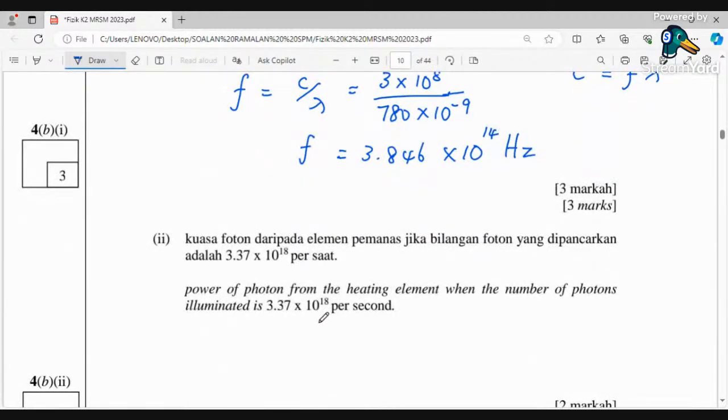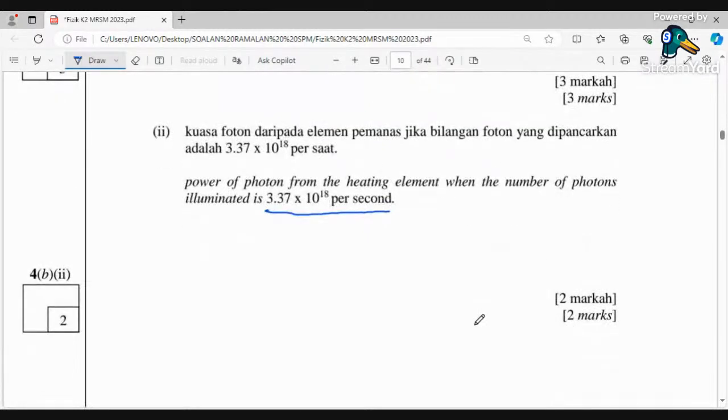Okay, part 2. Power of photon from the heating element when number of photon illuminated given per second. Okay, so what formula that we should use here? We want to calculate power. So power equals to NHF. N is the number of photons per second. Maksudnya N ialah 3.37 times 10 power 18. So ini ialah N. F, you sudah calculate di atas. H ialah Planck constant. You boleh check list of formula.